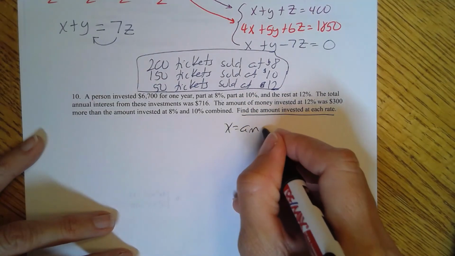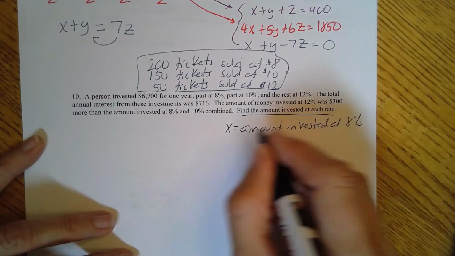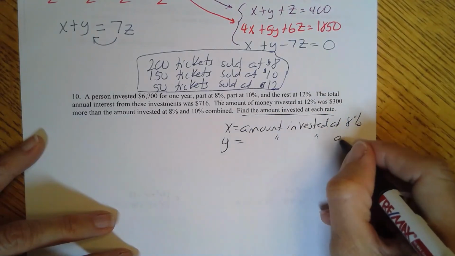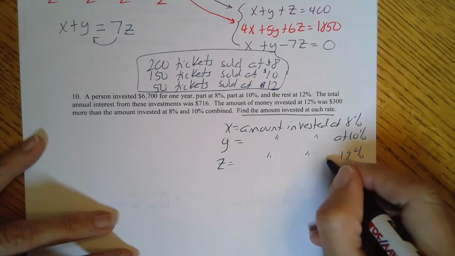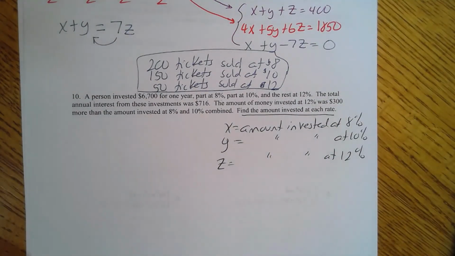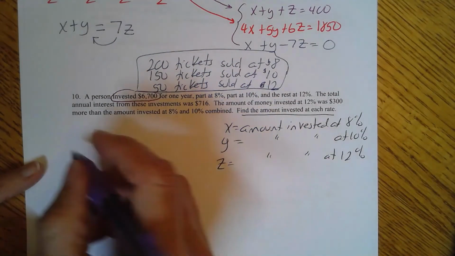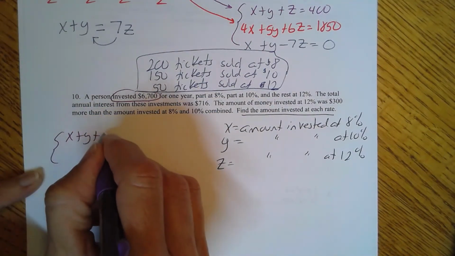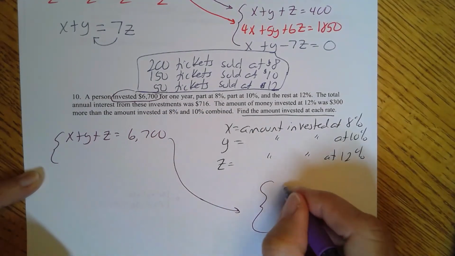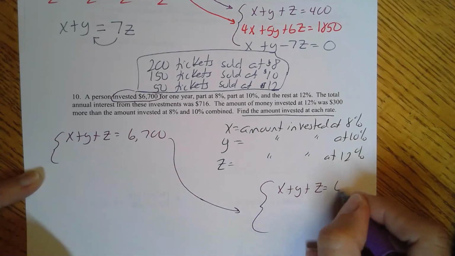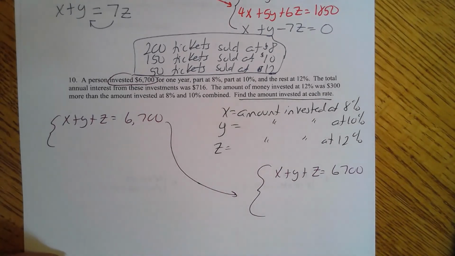So X is going to be the amount invested at, say, 8%. Y is going to be the amount invested at 10%. And Z is going to be the amount invested at 12%. All right. So what's the first equation? Well, we know we invested 6,700. So X plus Y plus Z should equal 6,700. I like that equation. Can't make it any easier or nicer because all of these already have a coefficient of 1.